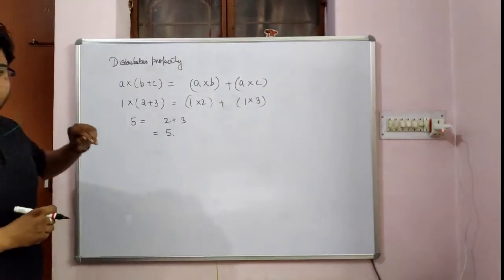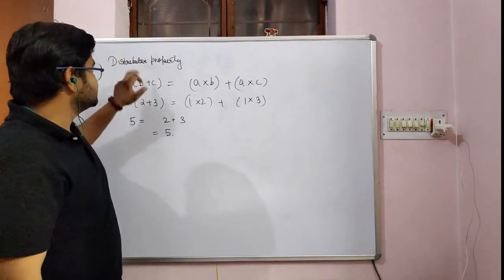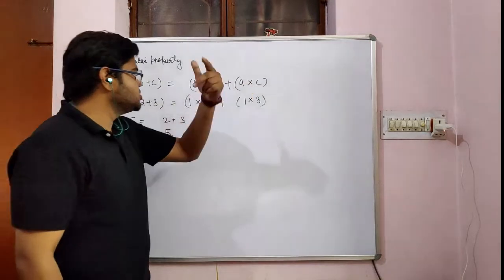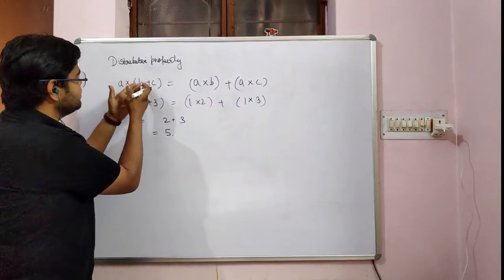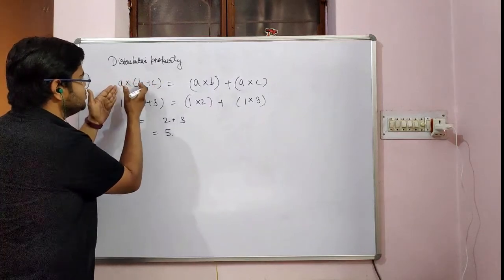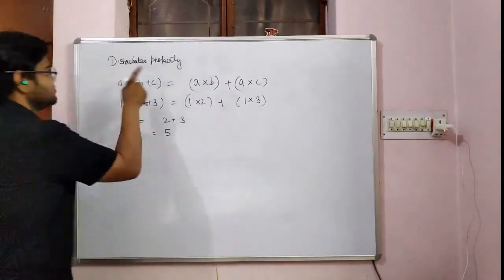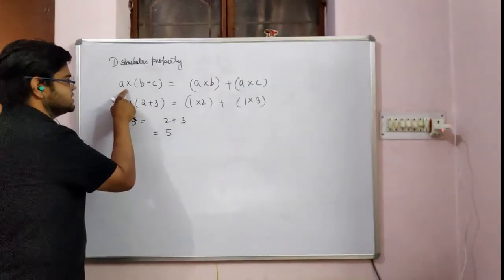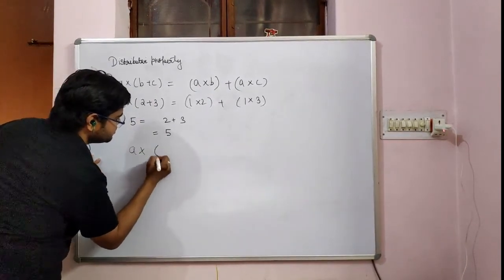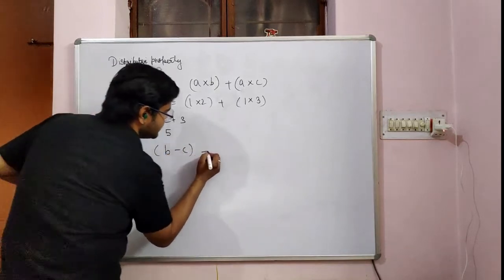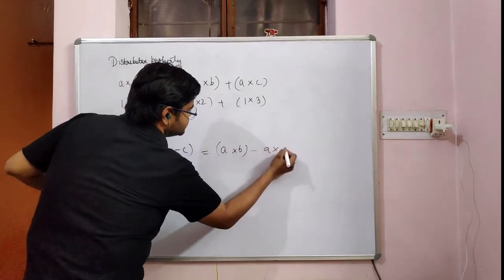So for multiplication of integers, multiplication is distributive over addition. That means multiplication distributes over B and C. This is A into B plus A into C. We will be looking at the distributive property for multiplication of integers, but this time in subtraction. So A into B minus C will be A into B minus A into C.